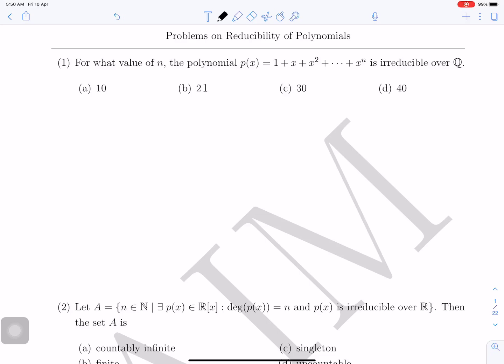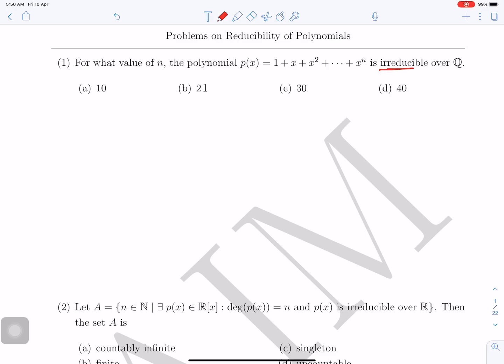In this video, we will see problems on reducibility of polynomials, and most of the problems were asked in the NET examination. So let us start with the first problem. For what value of n is the polynomial p(x) = 1 + x + x² + and so on up to x^n irreducible over Q? So they are asking which of the following polynomials is irreducible over Q.